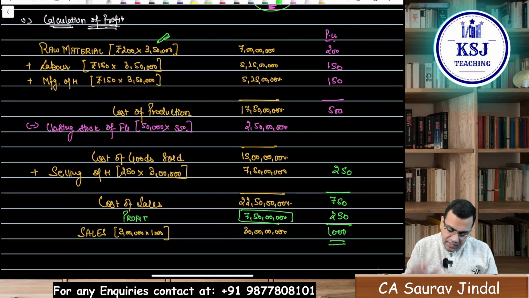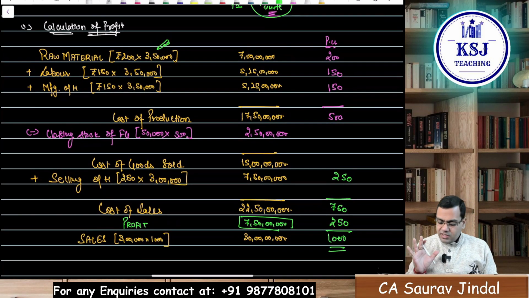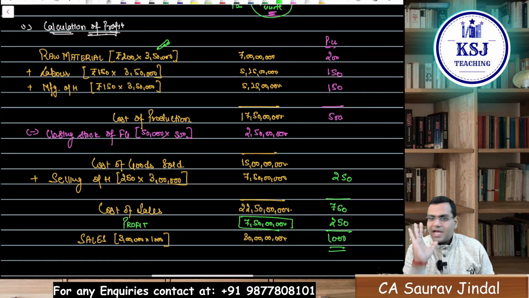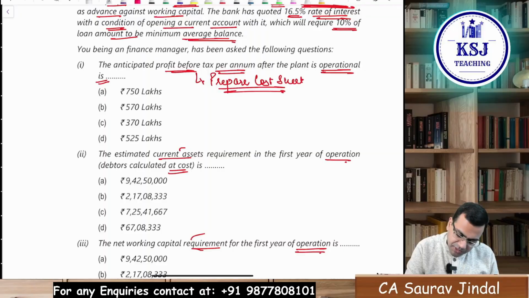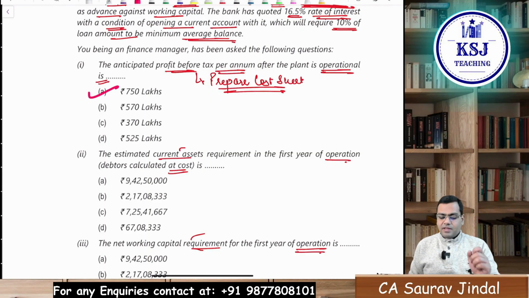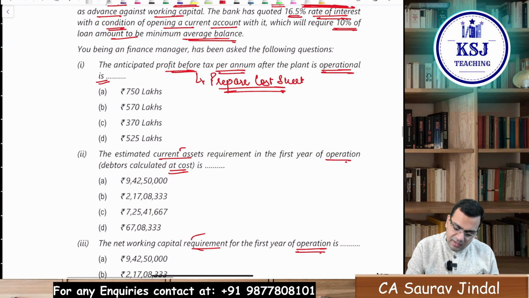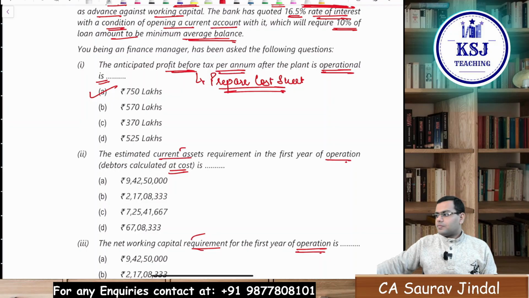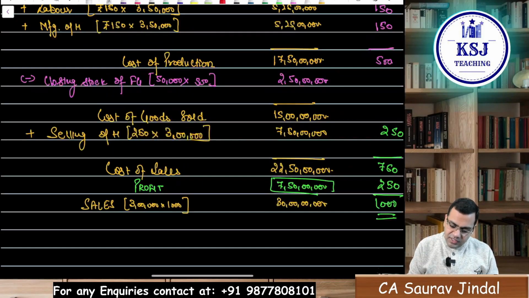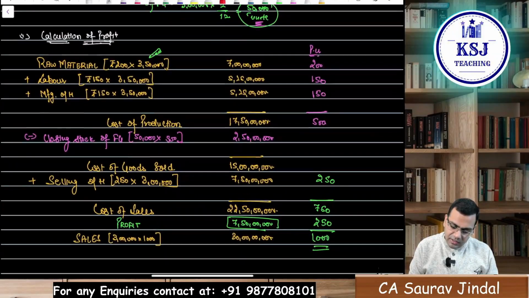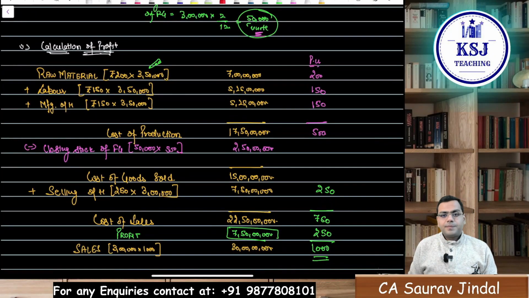As of now, in the first part, what they were asking for? They were asking for the profit. The profit comes out to be 750 lakhs. Let's see what option do we have. Yes, sir. Option A, that is 750 lakhs. Is that clear? So this is your profit statement that is required to be prepared. I hope this part is clear.